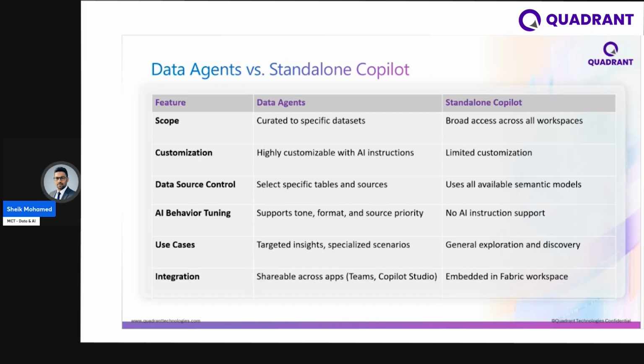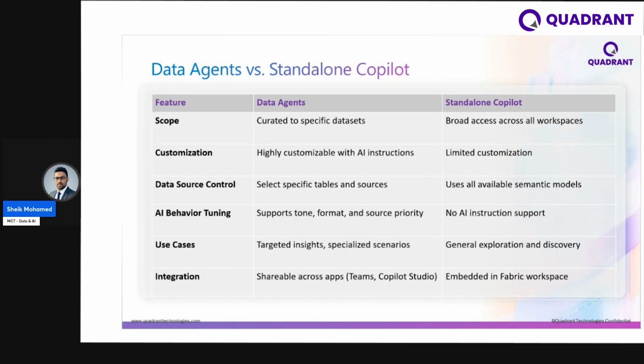And data source control, you can even get into the table level in data agent, right? You can attach a lakehouse, and then you can select specific tables and sources, and then you can narrow down your scope, I would say, on the data agent. But on the other side, in standalone Copilot, you can still set some scope at the report level or all the available semantic models that you can attach and then ask those questions. On the tuning side, yeah, it supports the tone format, and you can even set up the source priority. In data agent, if you're tagging more than one source, you can provide the instruction, I have to go in this specific order. I need to set up the source priority, right?